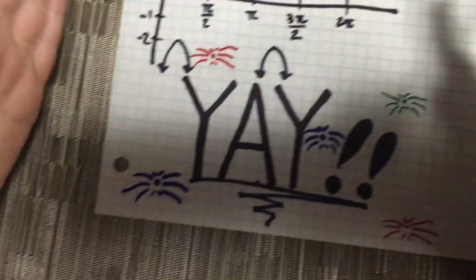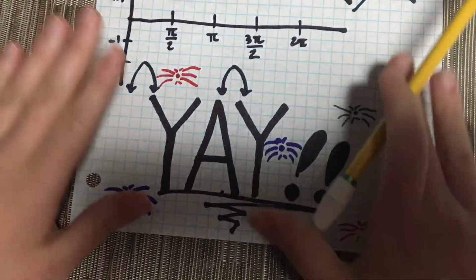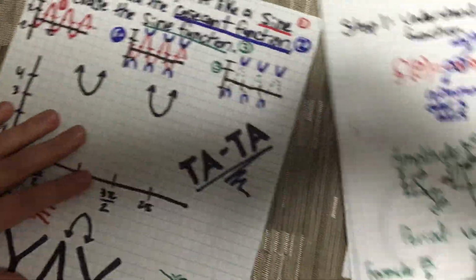Ta-da! And finally, that is the end. That is how you graph our beautiful little cosecant function that we started out with.